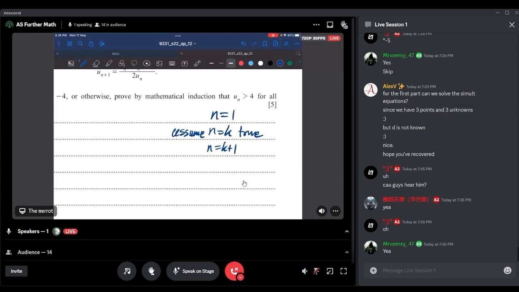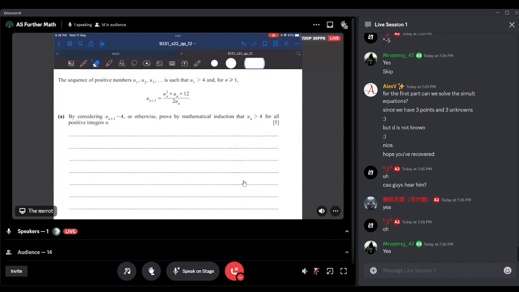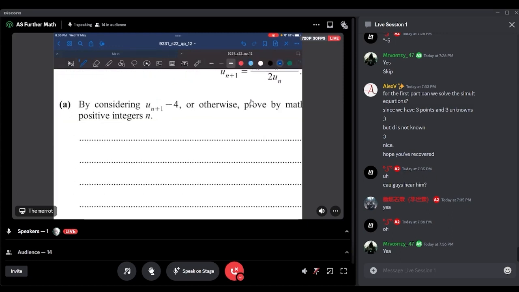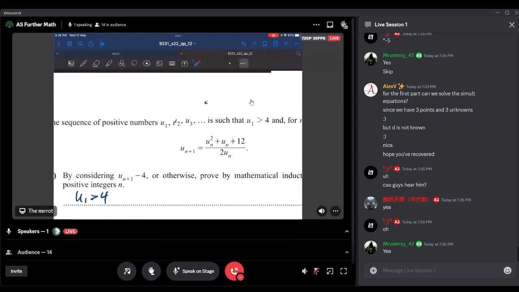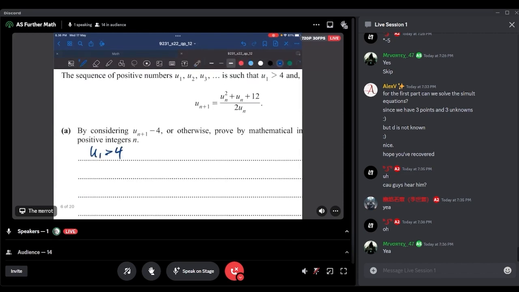So that's the idea of math induction. Just these three things and then you're done. Right, so when n is 1, it's already given to be true. It's given that u1 is greater than 4. So that means it's true for n equal to 1.